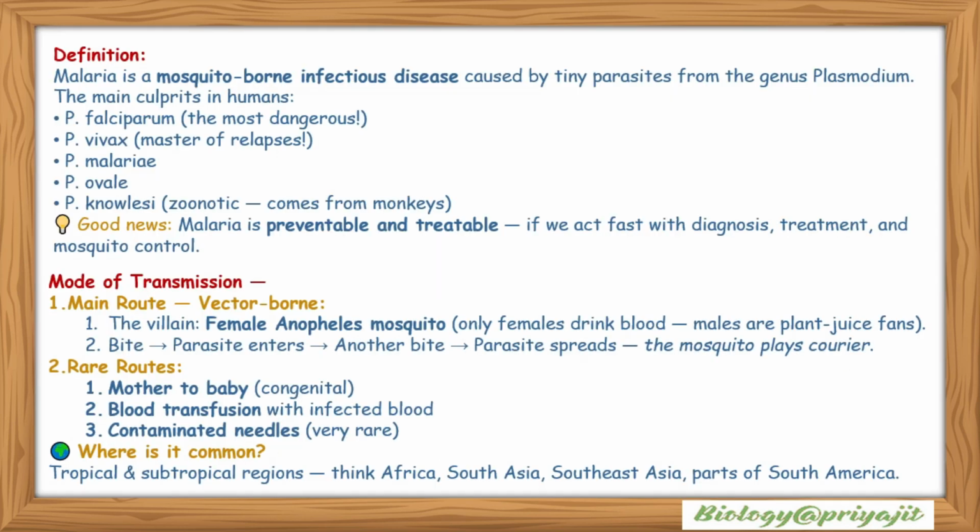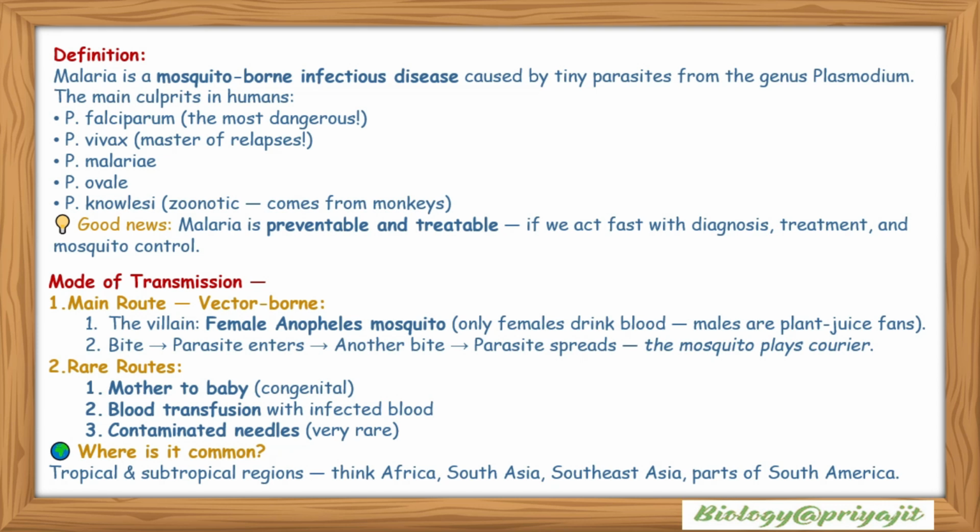What do you mean by malaria? Malaria is basically a mosquito-borne infectious disease caused by tiny parasites from the genus Plasmodium. The main culprits in humans are Plasmodium falciparum, the most dangerous one; Plasmodium vivax, master of relapses; Plasmodium malariae; Plasmodium ovale; and last of all Plasmodium knowlesi, which is zoonotic and comes from monkeys. But the good news is that malaria is preventable and treatable if we act first with diagnosis, treatment, and mosquito control. Now we should study the mode of transmission of the disease malaria.